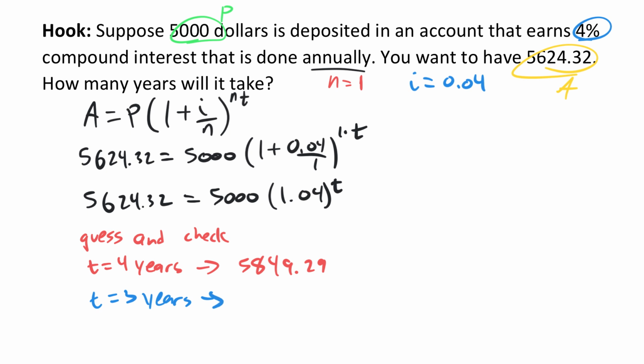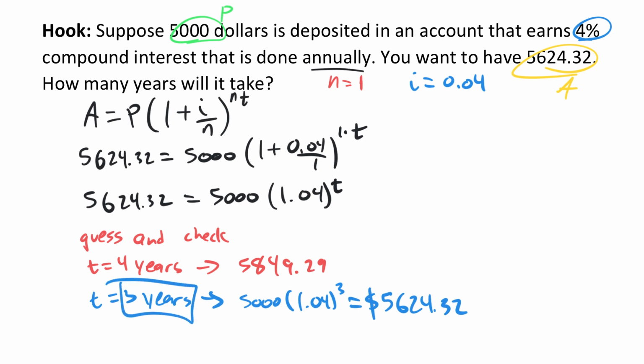Maybe it's only going to take me 3 years till I get the value that I want. So go back in your calculator, you type 5,000 times 1.04 to the 3. And we get 5,624.32. All right. So the time is 3 years. Now, this works pretty good if the number ends up being a whole number for a year, but what if we were talking lots of years? What if the number we knew was somewhere between 30 and 40 years?